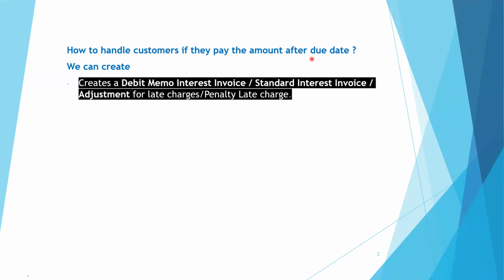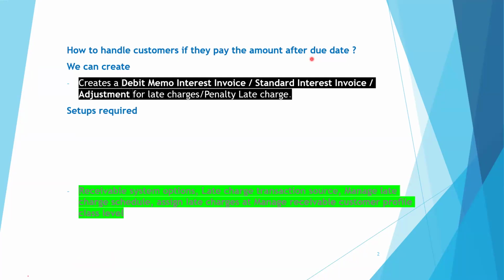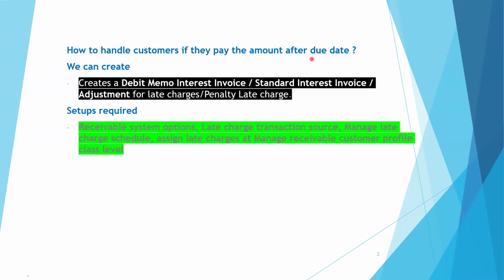We can create a debit memo, interest invoice, or standard interest invoice, or adjustments for the late charges or the penalty charges. Okay. What are the setups required in this case? So first setup is at receivable system options level. Okay. You need to enable that penalty charges details.